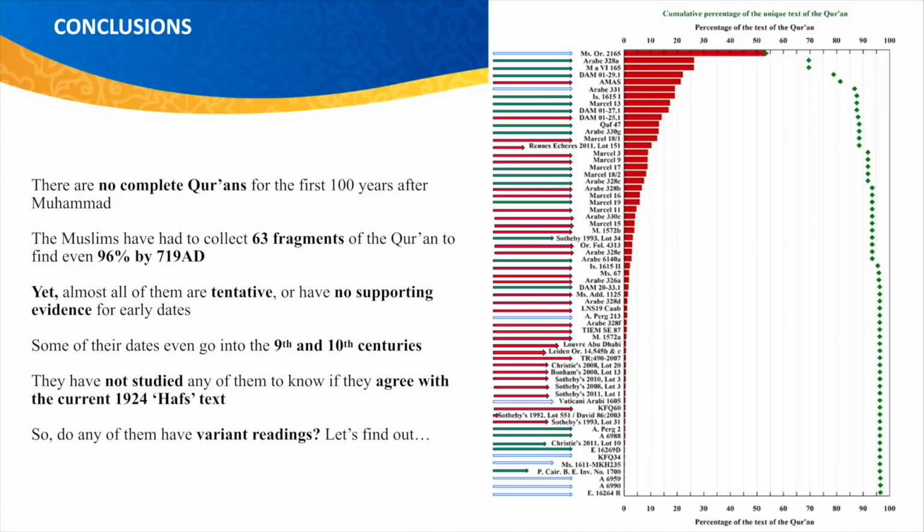They say by 719, yet almost all of those that they have listed up there that you can see are either tentative or have no supporting evidence for any real early dates. Some of their dates even go into the 9th and 10th century. They have not studied any of them to know if they agree with the current 1924 Hafs text. See, that's another thing that needs to go on. That's the next step. We need to look and see whether or not these are even the same as the text that I have in my hand here. And then, do any of them have variant readings? Now, can you see there's an awful lot of work to do.